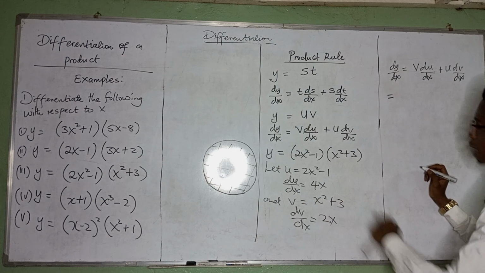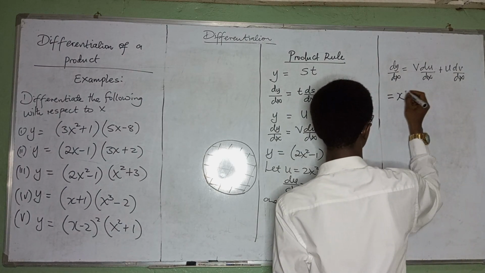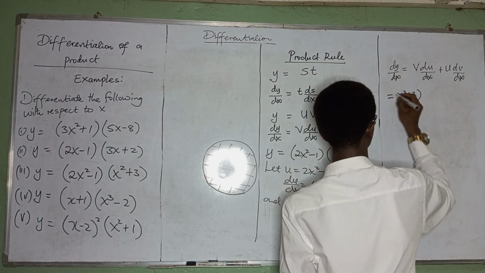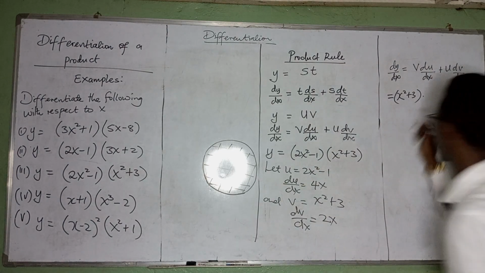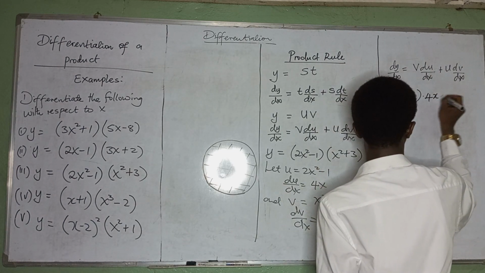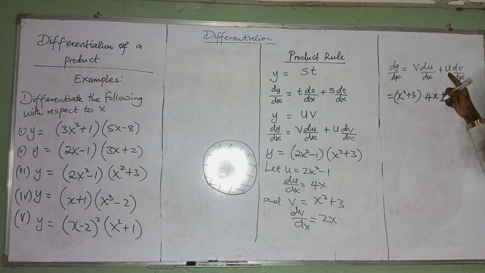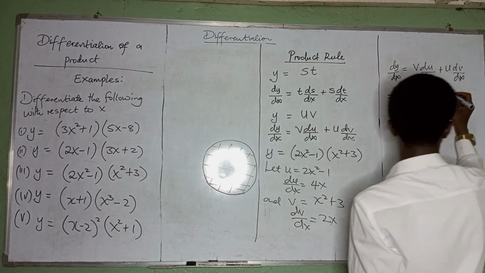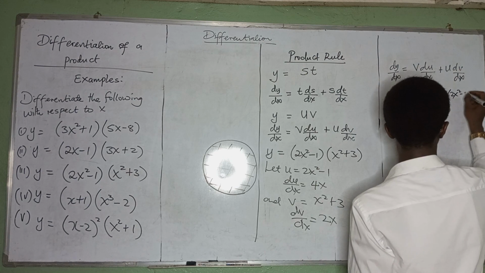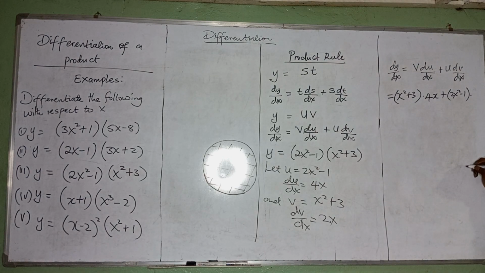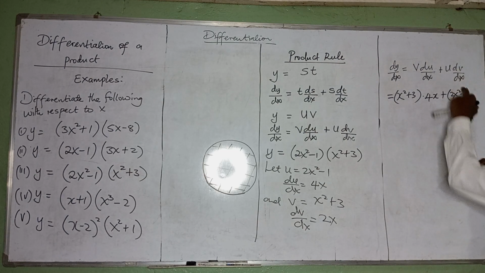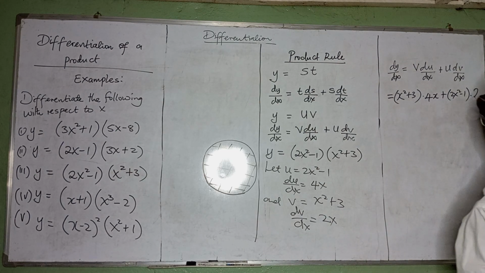So v now is x squared plus 3, so that becomes (x squared plus 3) multiplied by du by dx, which is 4x. So this is 4x plus, now what is your u? Your u is 2x squared minus 1, (2x squared minus 1) multiplied by, what is my dv by dx? dv by dx is 2x here.